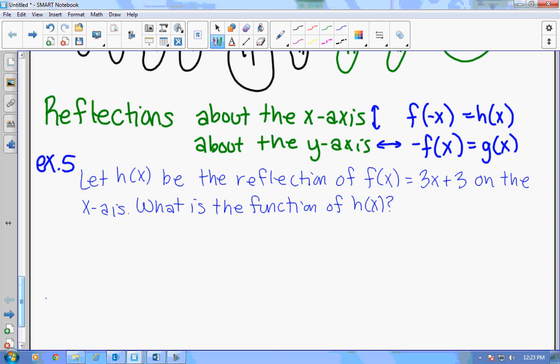So if we're going about the x-axis, only the x changes sign. Okay, so this becomes f of negative x. So wherever there's an x, what do I do with the x? I insert negative x. But these are multiplying, so you have to be careful. I'm going to put parentheses when I'm inserting a negative x, plus 3.